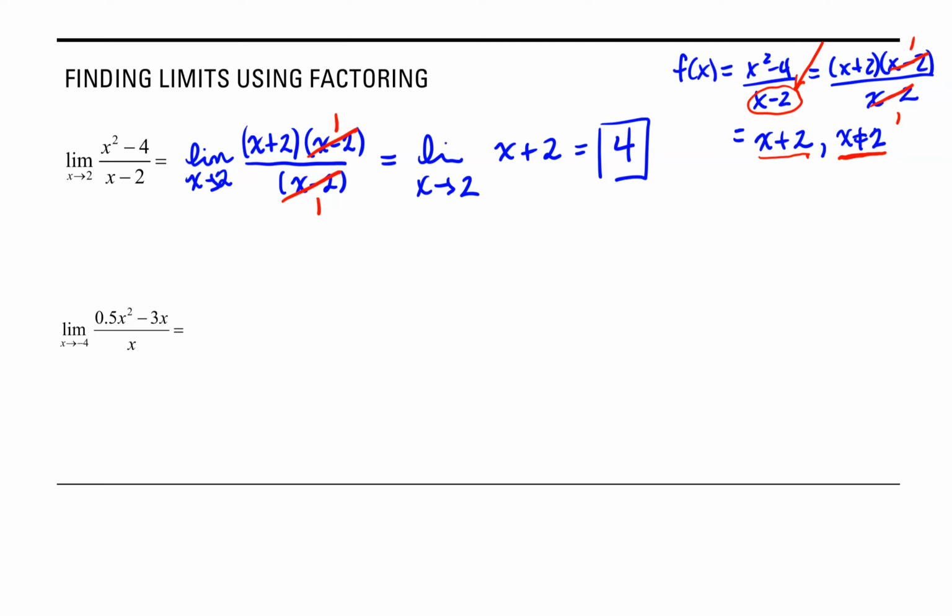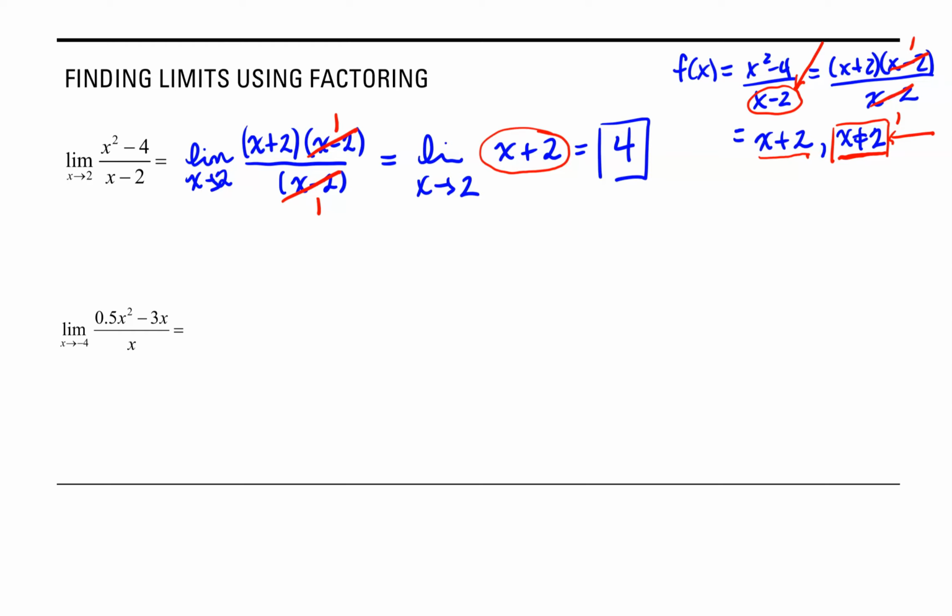Now, with a limit, we're not interested necessarily in what happens at 2. We want to know what happens close to 2. So the fact that we're using a function that's defined everywhere but at x equals 2 as a way of approximating the behavior of our original function is okay, because when we're looking at a limit, we never take into account what happens to the function exactly at 2.